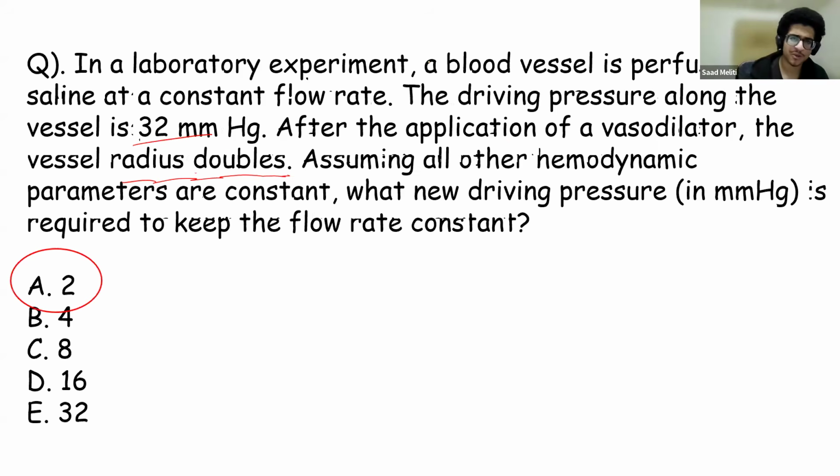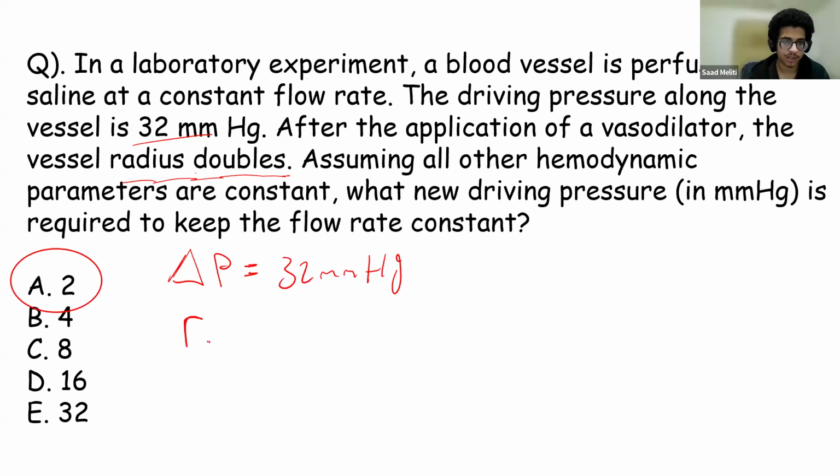I think you were on the right track with D, but then you maybe missed a step. We'll see right now. Basically, let's write down what we know. The pressure gradient is 32 millimeters mercury, okay? And the vessel radius, let's say R1, before it doubled, let's just say it was 1, to keep things simple. Now, the vessel radius after we vasodilate it, let's call it radius 2, it doubled, so it became 2, okay?